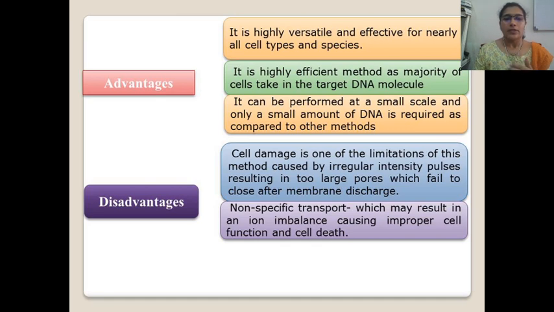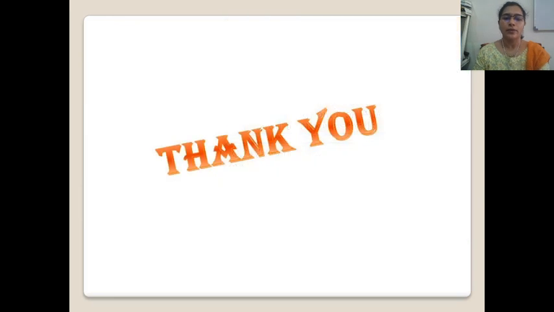Whereas the disadvantage is cell damage. That is one of the limitations of this method, which is caused by irregular intensity pulses resulting in the formation of too large pores which fail to close after membrane discharge. Second, it may lead to non-specific transport, which may result in an ion imbalance causing improper functioning of the cell and obviously death. In this way, we have studied how DNA is transferred from the medium into the cell by the electroporation method.